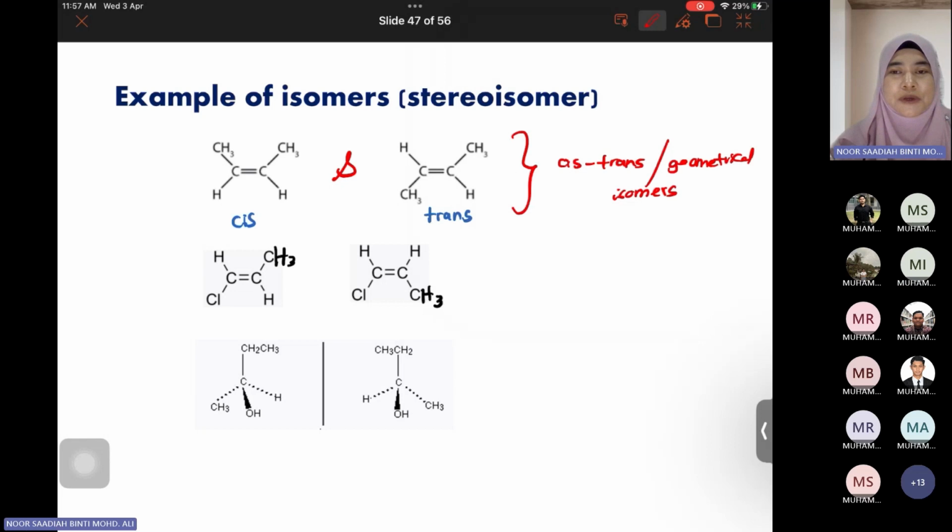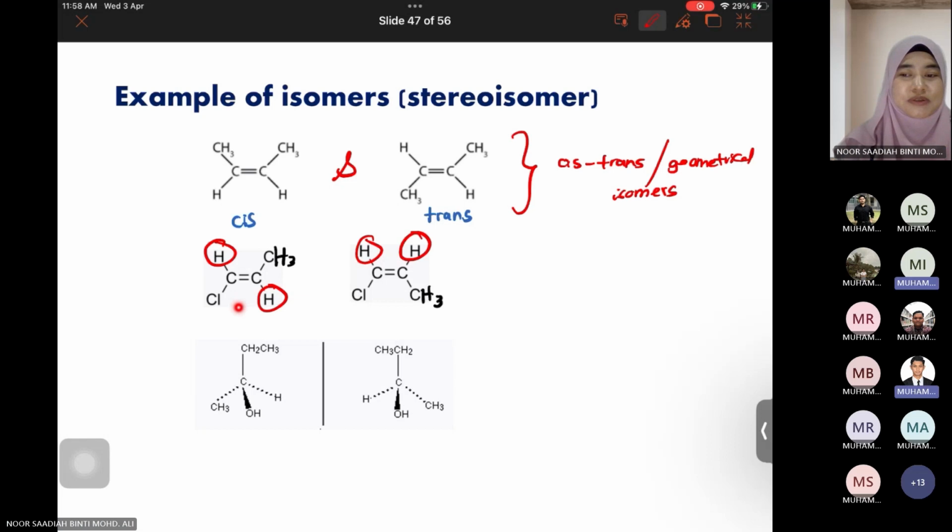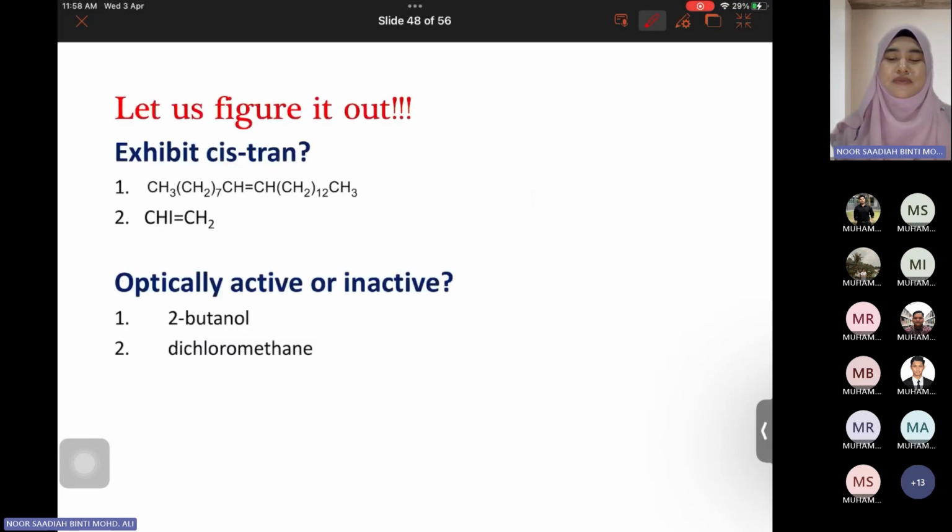So now, what to compare? Compare the hydrogen. The orientation of which group? The hydrogen, right? So choose the identical group. For the first structure, trans. Good. Last one, cis. Okay, nice. So that is cis-trans isomerism.